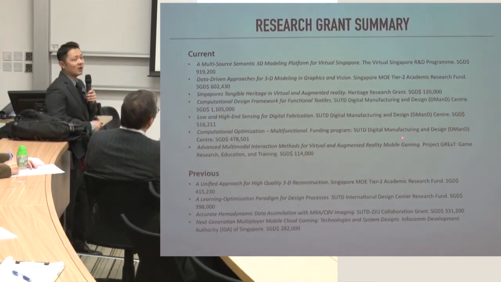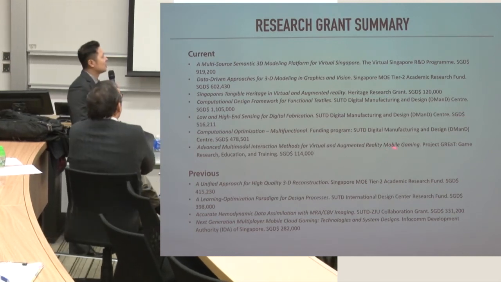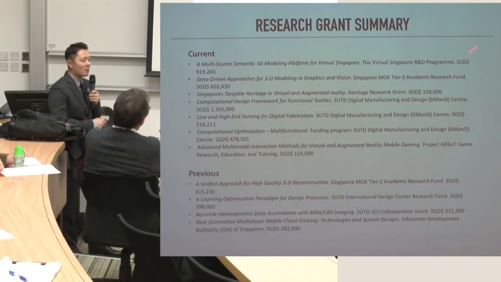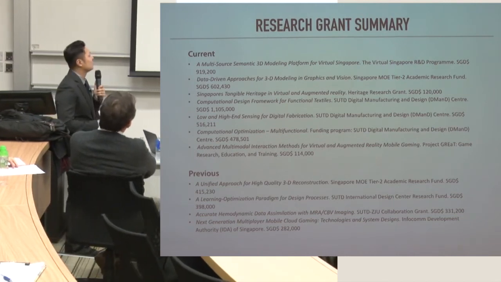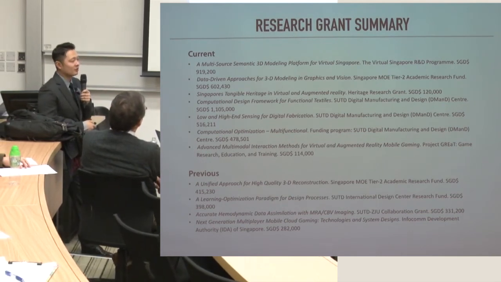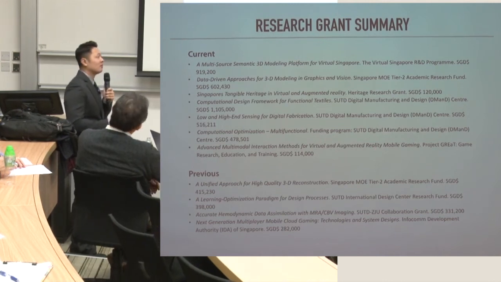So here's a research grant summary. Most of the research grant topics are related to computational design and 3D modeling, but they can be applied to different applications. For example, city planning or heritage restoration or textile. So we can see there are a lot of opportunities for computational design.